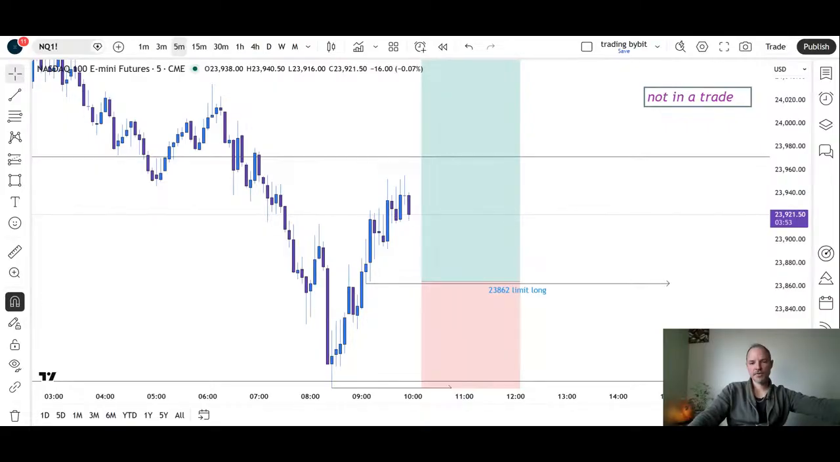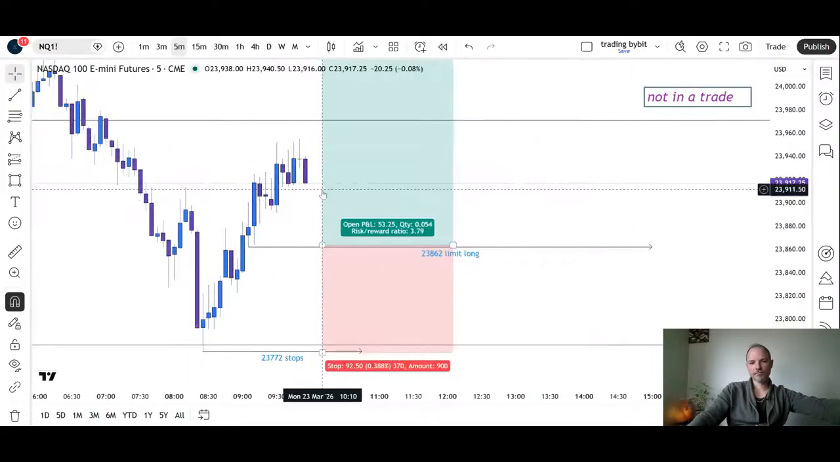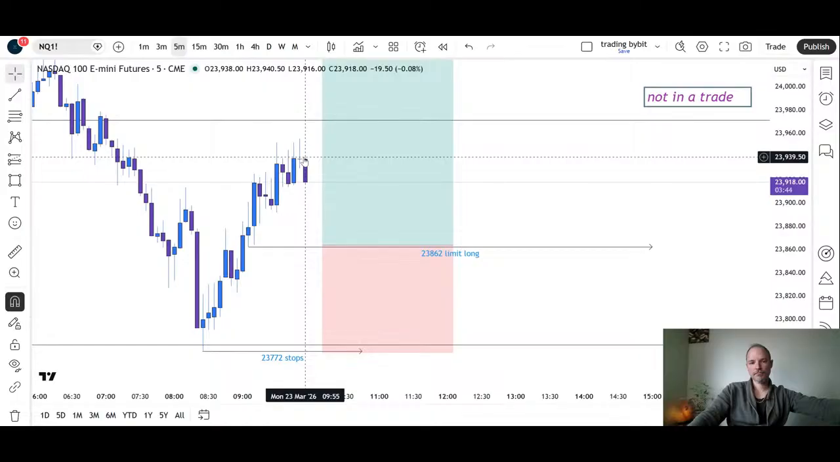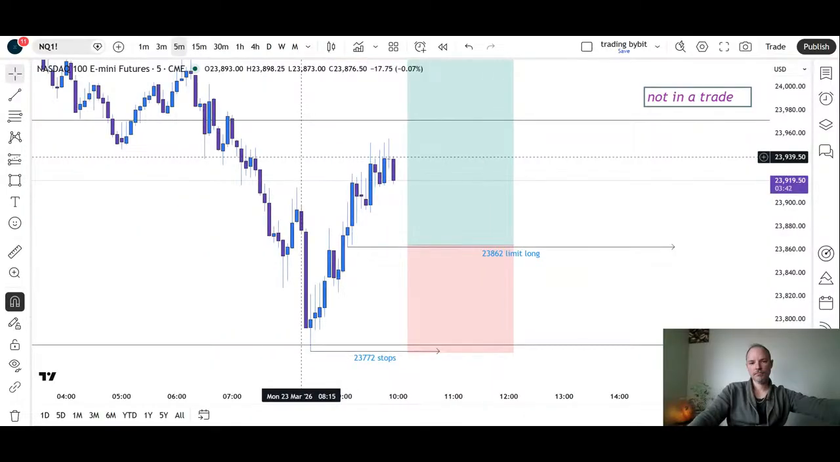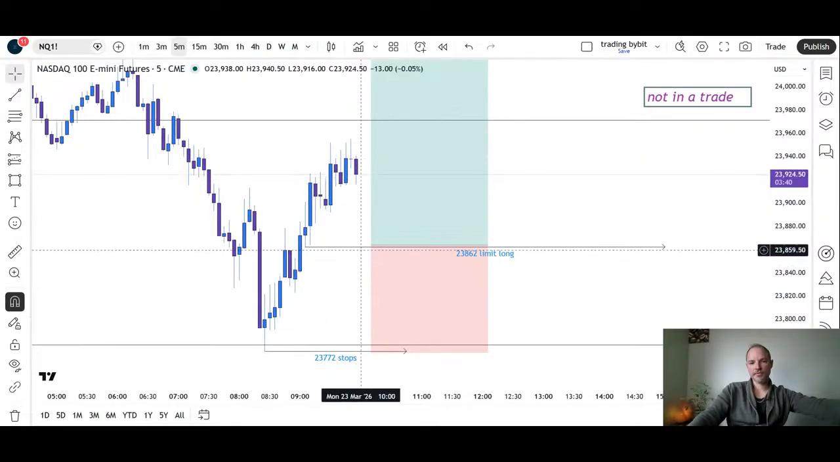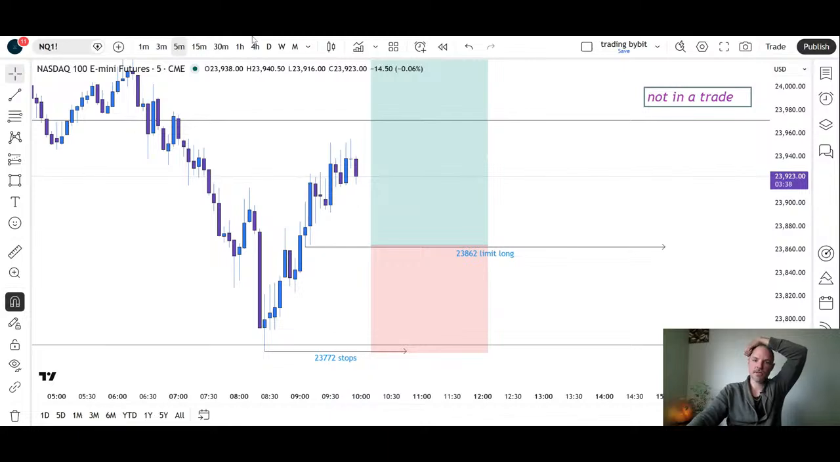So here we could have that shift to the downside, what I was being patient for. So if we now drop further down, that would be a great entry point. Now definitely I'm taking this.